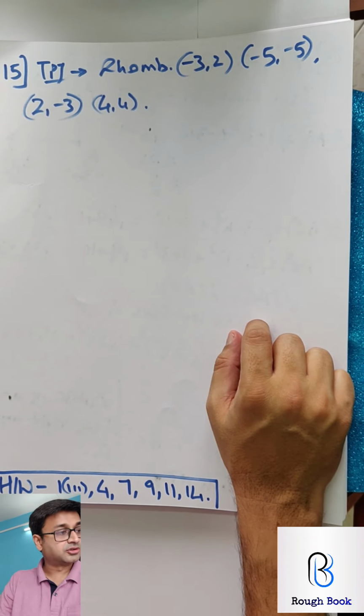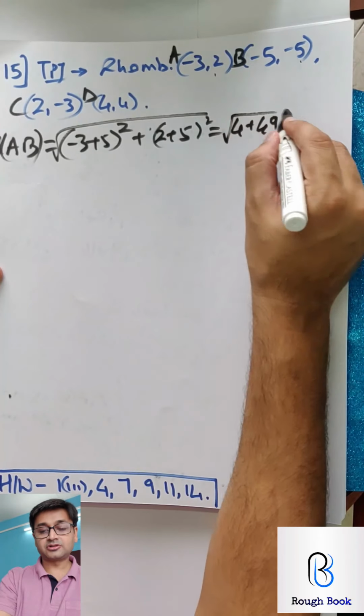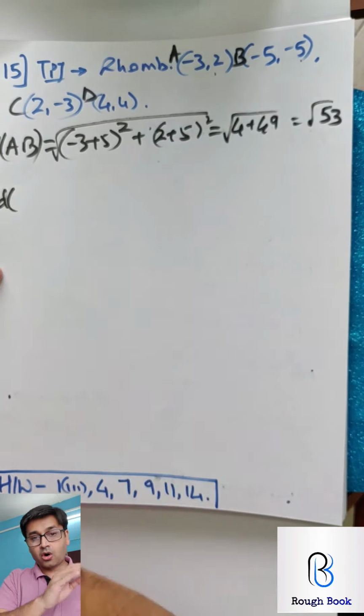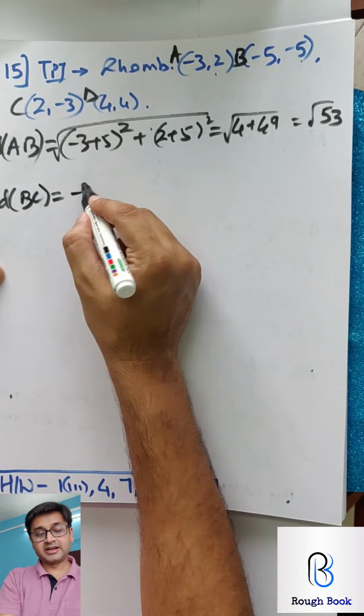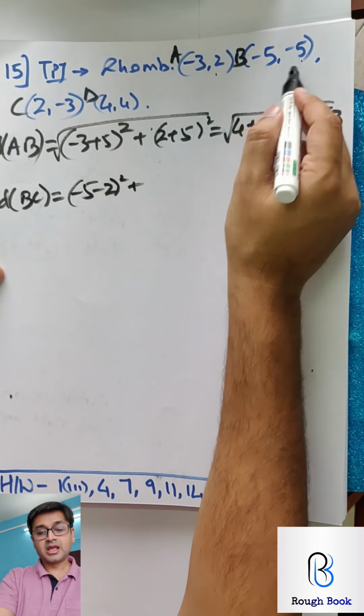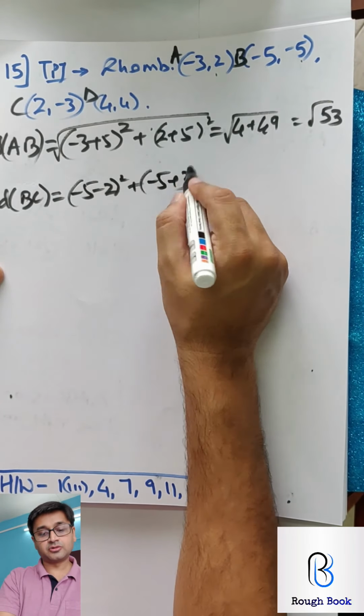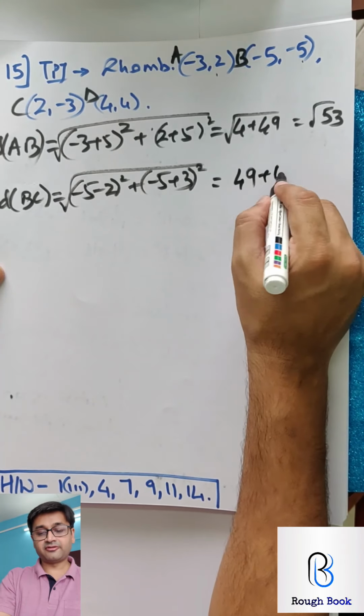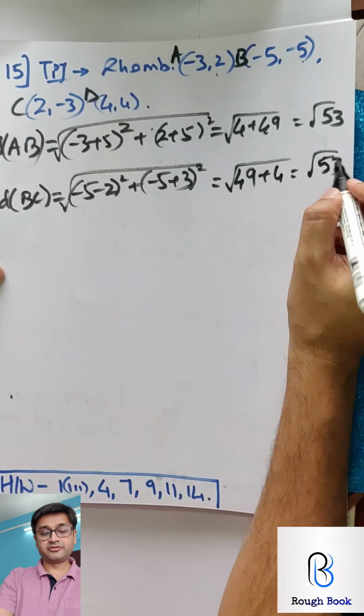So minus 3 plus 5 square and 2 plus 5 square under the root. So minus 3 plus 5 will give me 2 square 4 and 7 square 49. So it should be root 53. Next one. Now all of them I should get root 53. So BC, this and this. So minus 5 minus 2 square and minus 5 plus 3 square. So minus 7 square 49 and 2 square 4. So again I will get root 53.